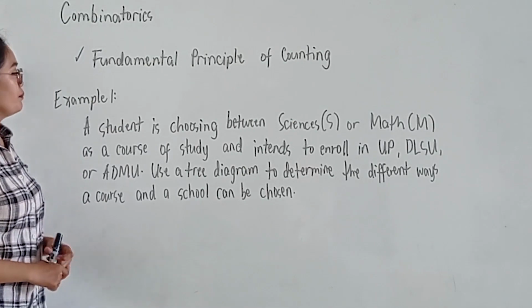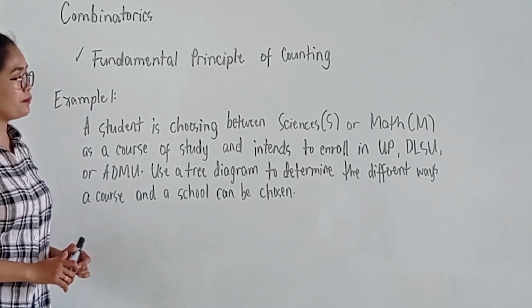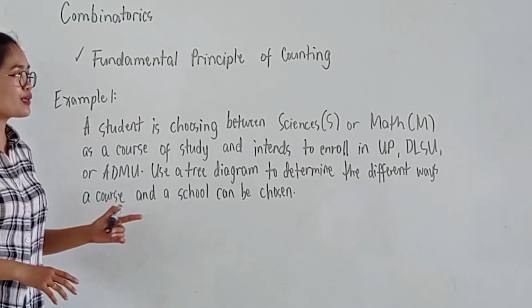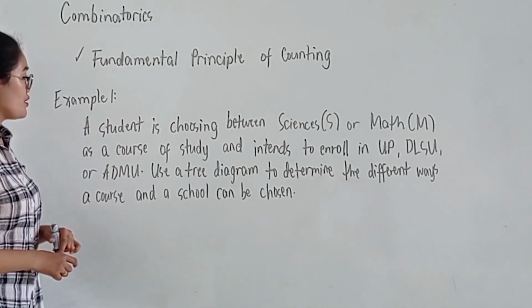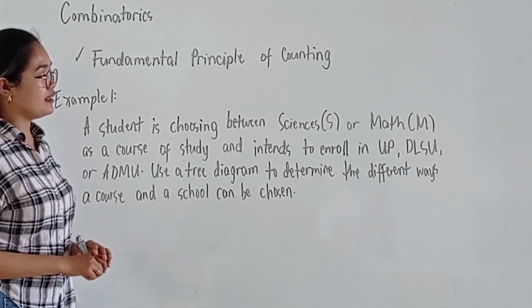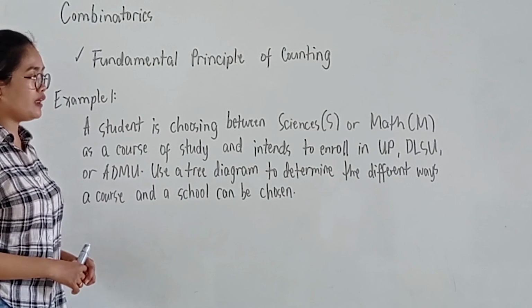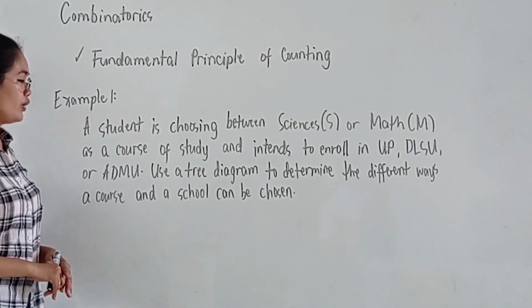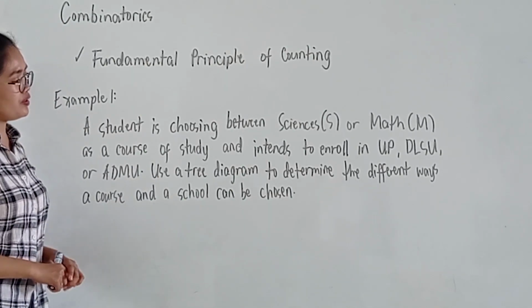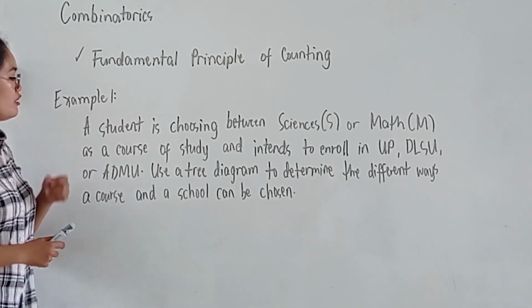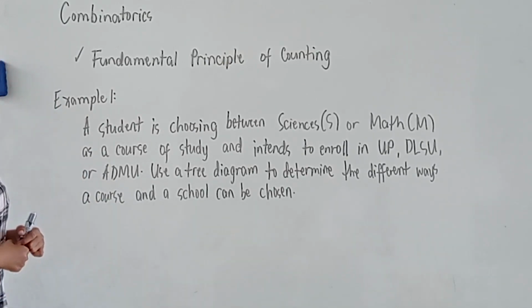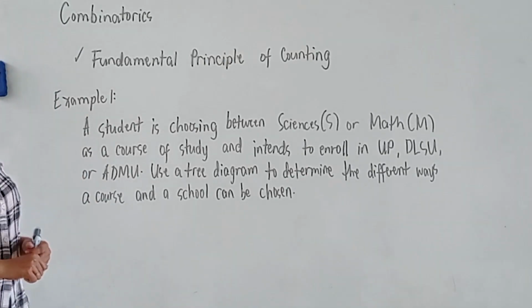Example number 1. A student is choosing between sciences (S) or math (M) as a course of study and intends to enroll in UP, DLSU, or ADMU. Use a tree diagram to determine the different ways a course and a school can be chosen.